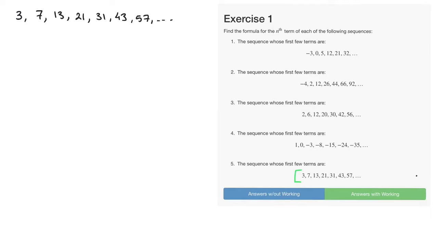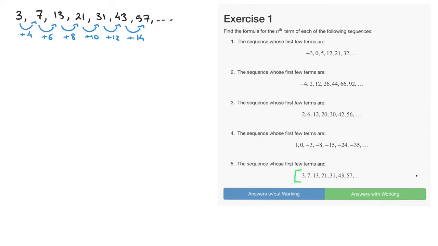this sequence. So from 3 to 7, we're adding 4. From 7 to 13, we're adding 6. From 13 to 21, we're adding 8. From 21 to 31, we're adding 10. From 31 to 43, we're adding 12. And finally, from 43 to 57, we're adding 14.